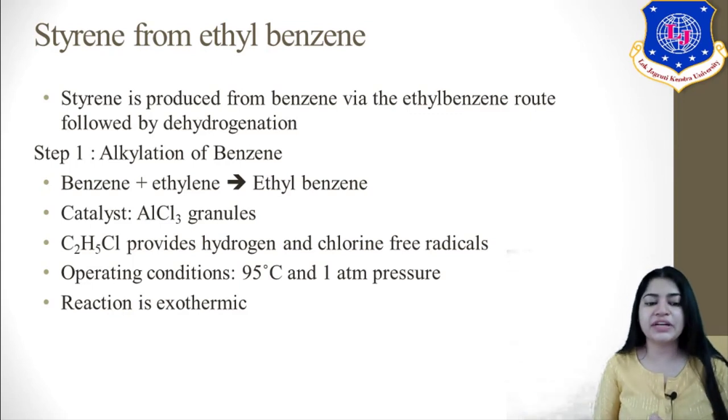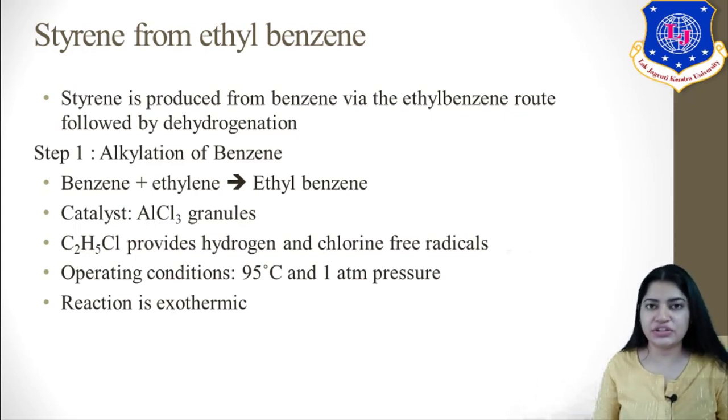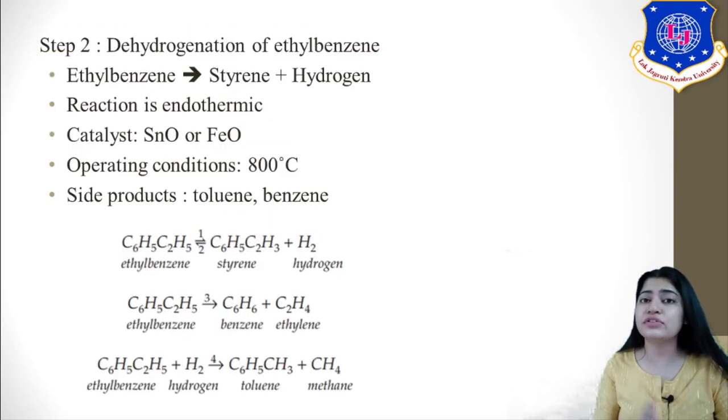Step one is alkylation of benzene. Benzene plus ethylene, what will you obtain? You will get ethyl benzene. The catalyst used here is aluminium chloride. The operating conditions are that the temperature is maintained at 95 degrees Celsius and the pressure is 1 atm. This reaction is exothermic in nature. That was step 1.